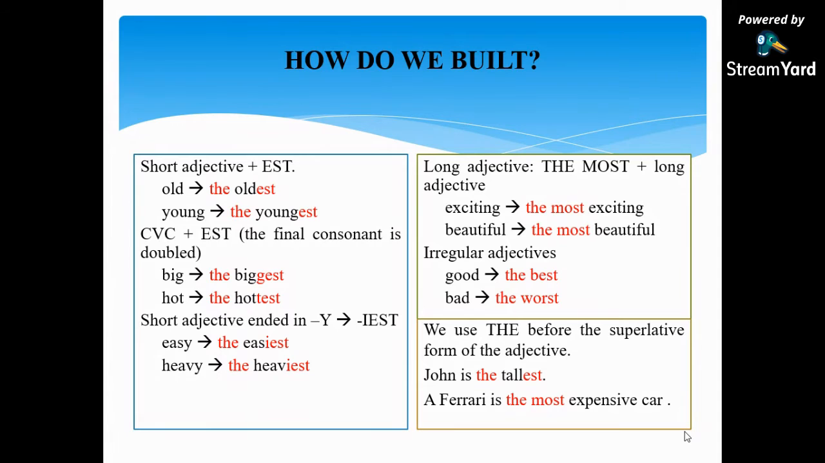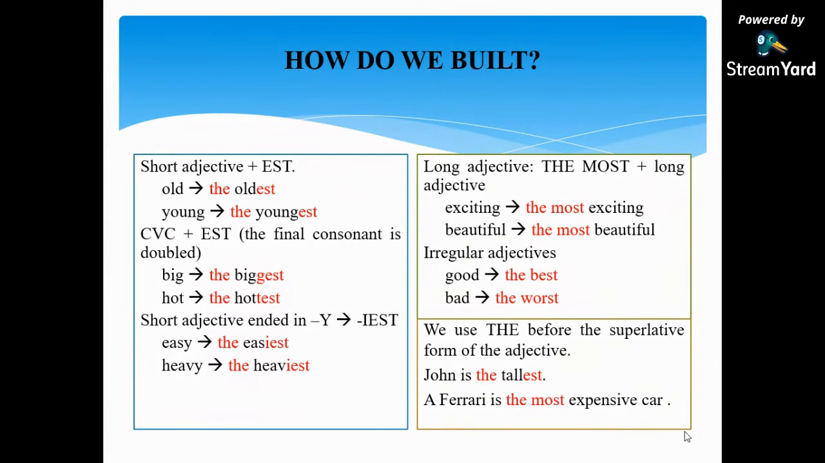Then, short adjectives ending in the letter Y will change, and instead of having an -est ending, we're going to have an -iest ending. Easy will be the easiest. Heavy will be the heaviest. Then, what happens with the long adjectives?